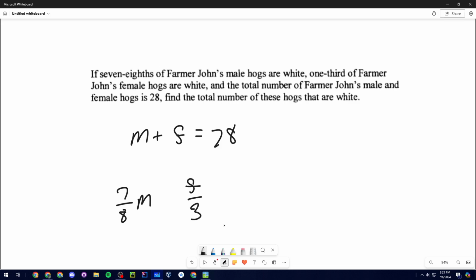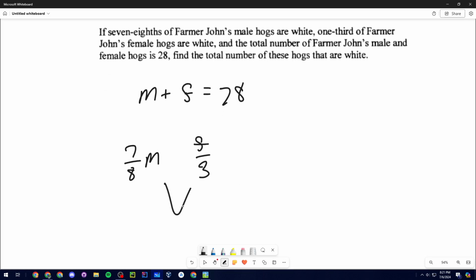Oh, I understand. Okay. So basically, you know that these two both have to be integers, right? So because of that, first thing, F has to be divisible by 3, and then M has to be divisible by 8, right? I think, is there a better way to do this than the way I'm thinking of? Okay, I have no other idea, just to do casework.